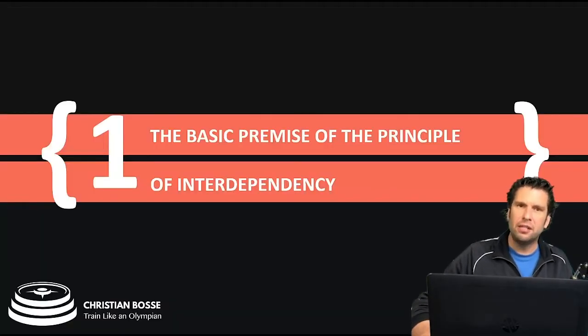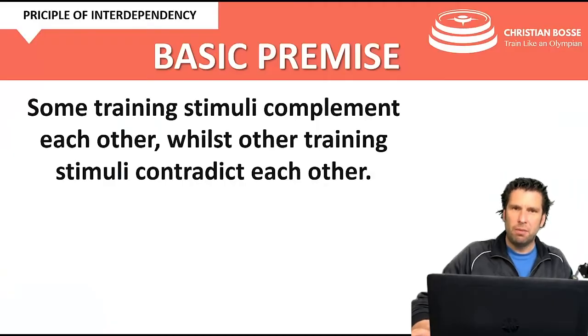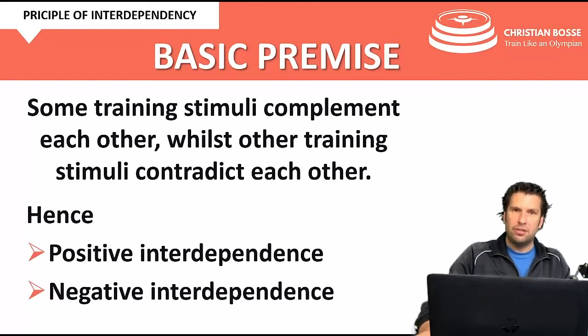So what's the basic premise of this principle of interdependency? Number one, some training stimuli complement each other, whilst other training stimuli contradict each other. Hence, there can be a positive interdependence between training stimuli, and there can also be a negative interdependence between training stimuli. So, complementing each other is the positive interdependence, whilst contradicting each other is the negative interdependence. What it means for our training, we'll get into that.